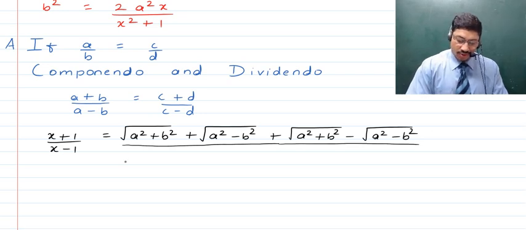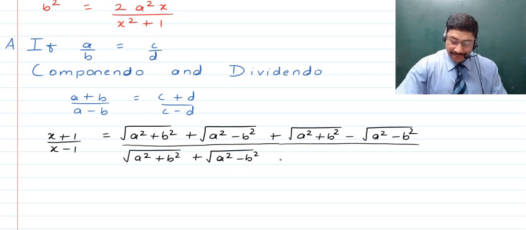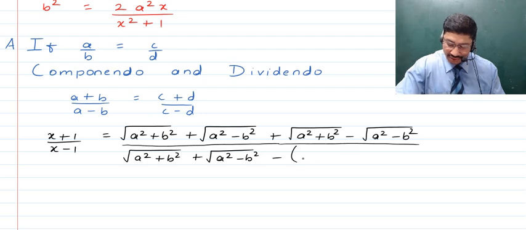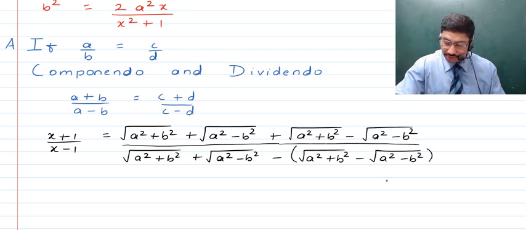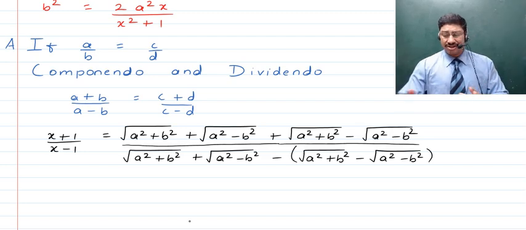In the denominator, we will have the numerator minus the denominator, that is root of a square plus b square plus root of a square minus b square. Now, in place of a plus sign, we will now be having a minus sign. So minus times of, we will be having root of a square plus b square and minus root of a square minus b square. Now, children, this is componendo and dividendo applied.